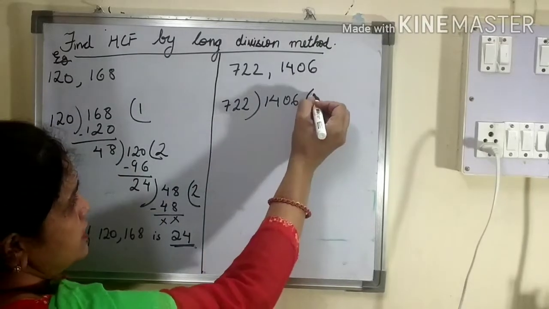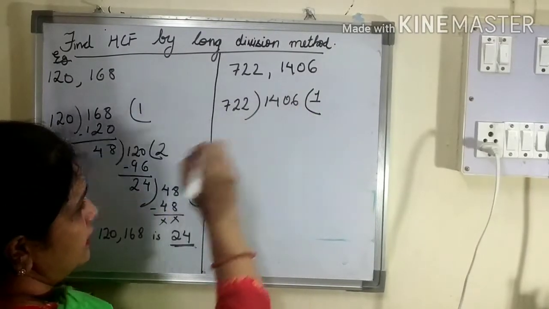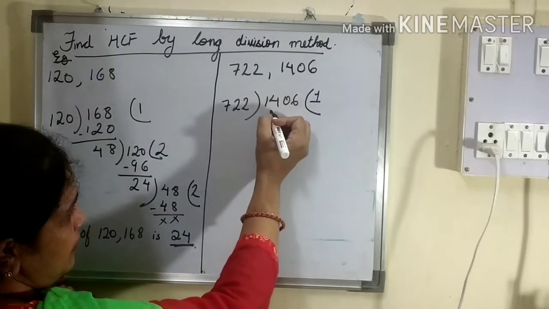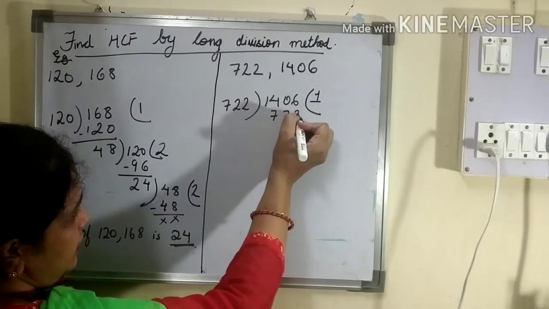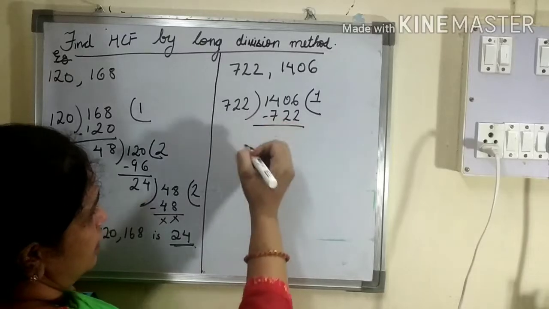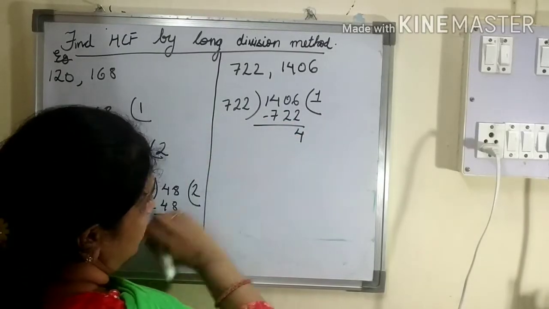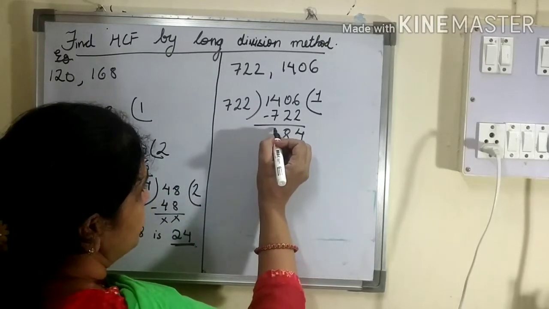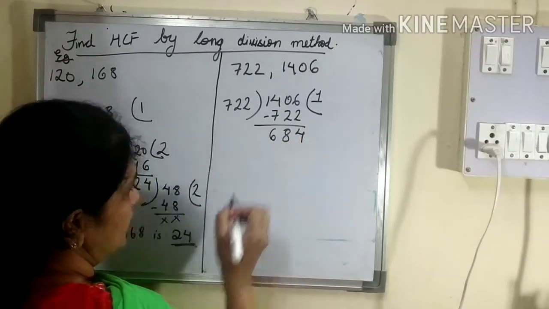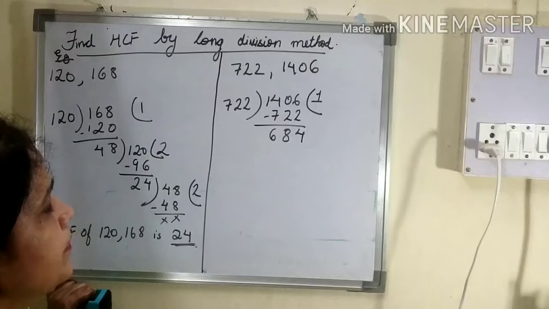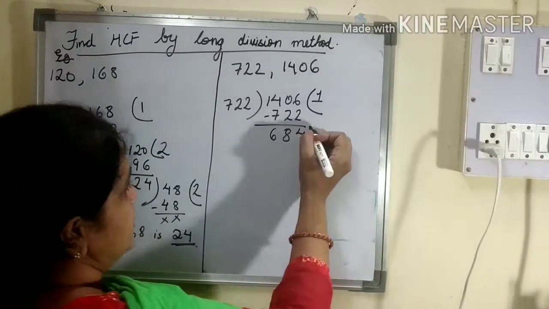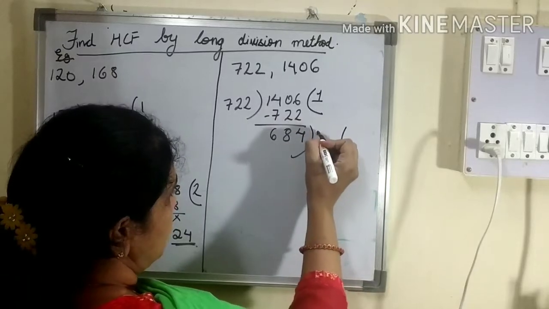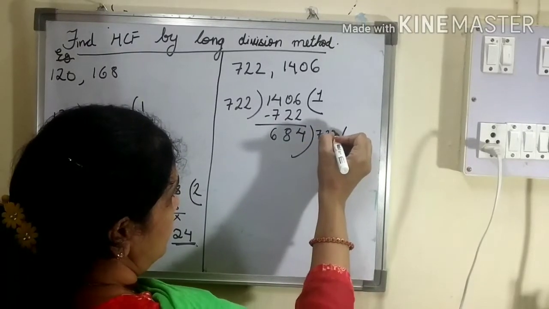Now first, I think if we do by 2, it will be a greater number. So we divide it by 1 only, and when I divided, I got 6 minus 2 is 4, 10 minus 2 is 8, 13 minus 7 is what it comes? It comes 6. Okay. Now 684 will be the divisor, and 722 will be the dividend.